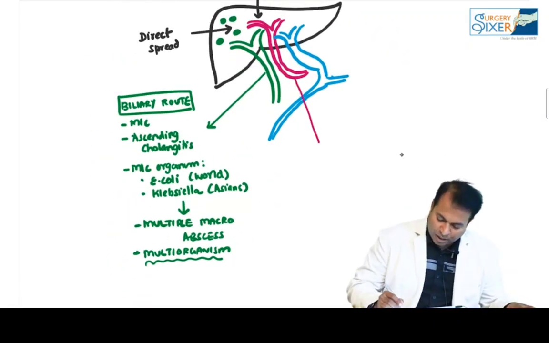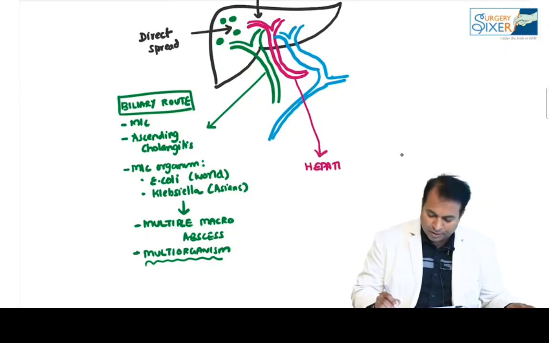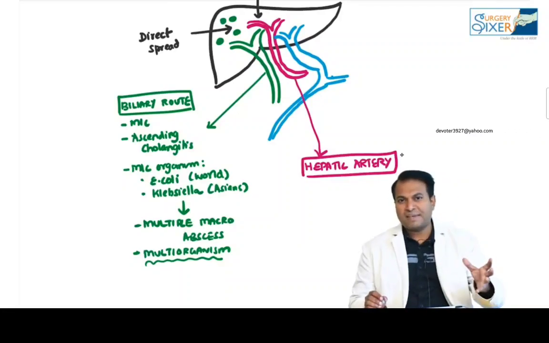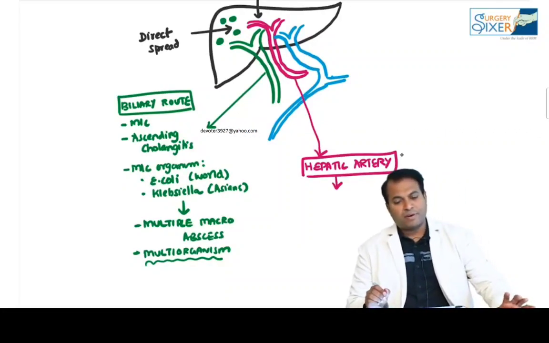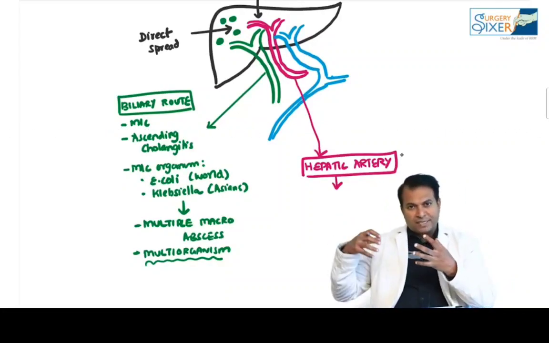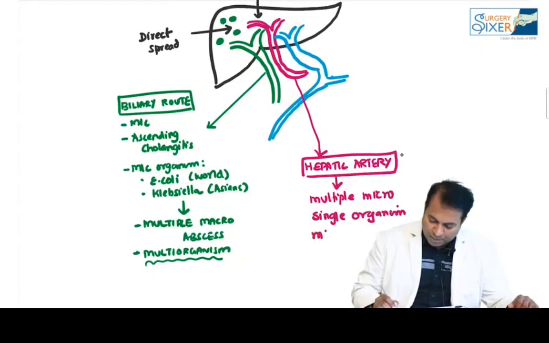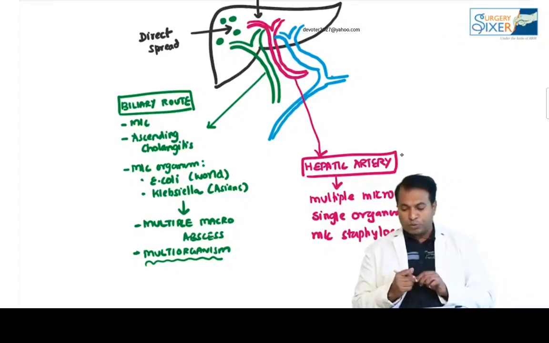And coming to hepatic artery route. Can you tell me why there is hepatic artery route of infection? It is a systemic infection. There is a septicemia or bacteremia. For a patient who is having septicemia or bacteremia, the infection is carried through the systemic circulation to the liver. So multiple micro abscesses are seen in these cases, and it is usually a single organism. The most common organism causing infection through hepatic artery route is Staphylococcus.